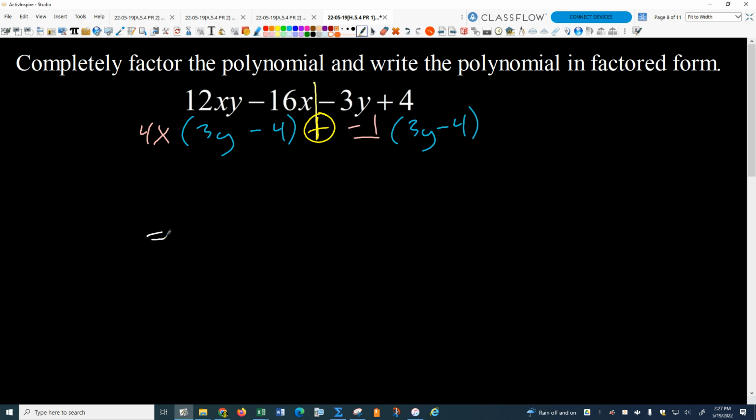What's our answer? Let's do the blue first. Good, so 3y minus 4 times 4x minus 1 plus negative 1. Got it. Okay? Give me thumbs. How we doing? Okay, you can go to work.